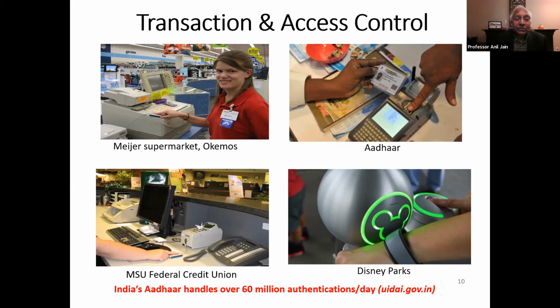At the Federal Credit Union in our town, the officers all use fingerprints to access different databases. And in Disney Park, all the Disney parks have a fingerprint reader where you scan your badge and then it gets authenticated. That fingerprint is linked to that badge so that nobody else can use that badge. So this avoids the sharing of tickets among multiple people. Next slide.